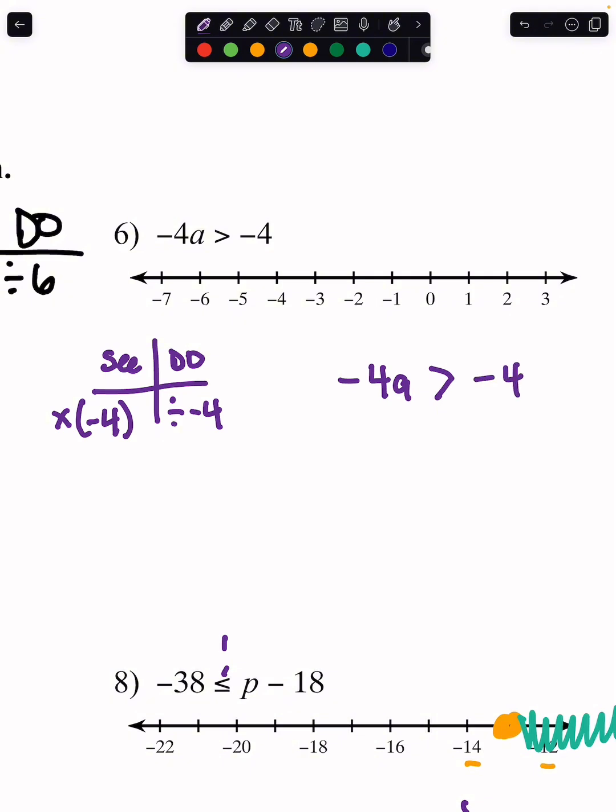And because I divided by a negative, now the sign is going to go that way. Now negative 4 divided by negative 4, signs are the same. So I'm going to end up with a positive, and 4 divided by 4 is 1. So I'm going to have an open circle on the 1, but I'm going to shade the opposite direction now because I divided by the negative. It's going to go this way.